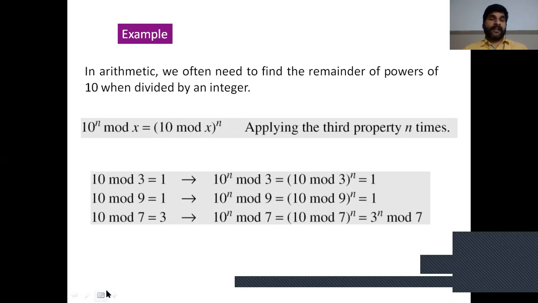10 mod 3 equals 1. 10 to the power n mod 3 equals (10 mod 3) to the power n, which equals 1. 10 mod 9 equals 1. So 10 to the power n mod 9 equals (10 mod 9) to the power n, which equals 1. 10 mod 7 equals 3. So 10 to the power n mod 7 equals (10 mod 7) to the power n, which is 3 to the power n mod 7.